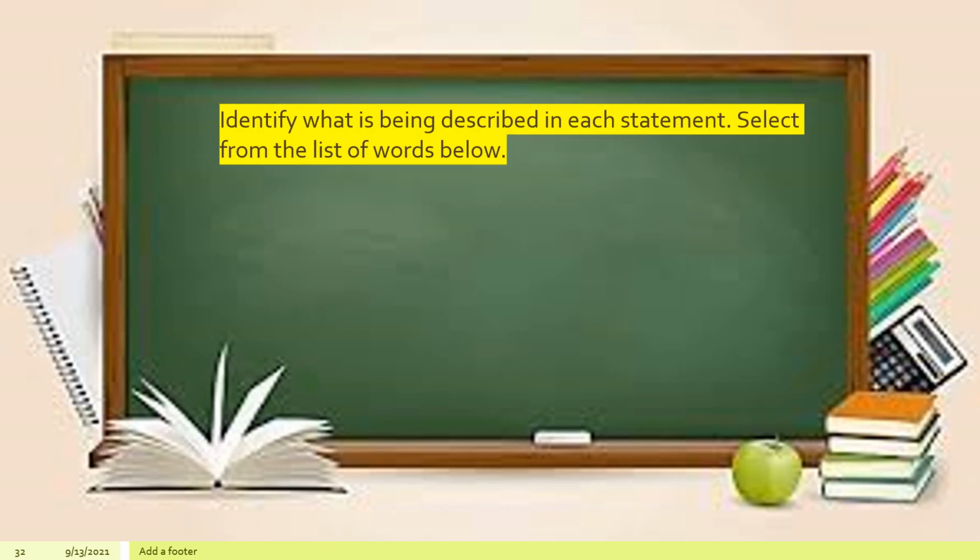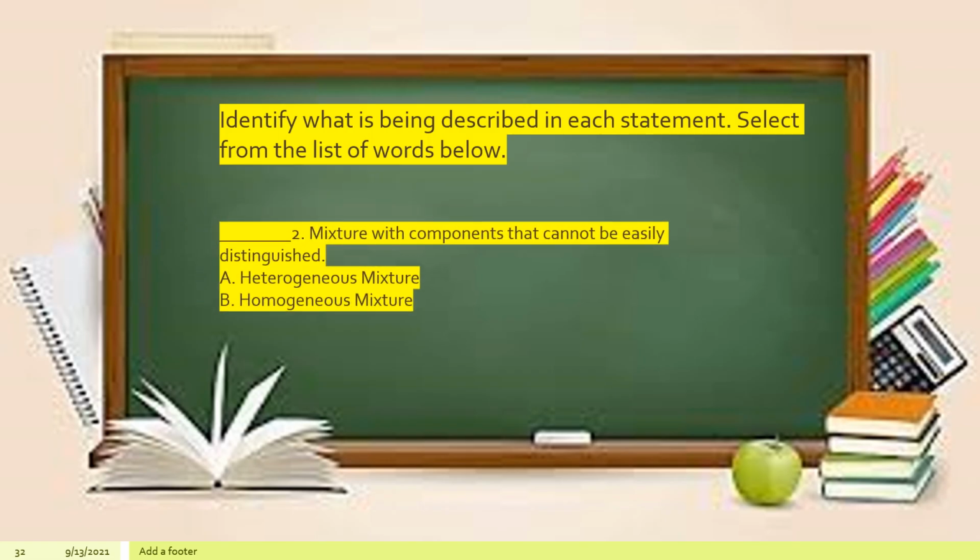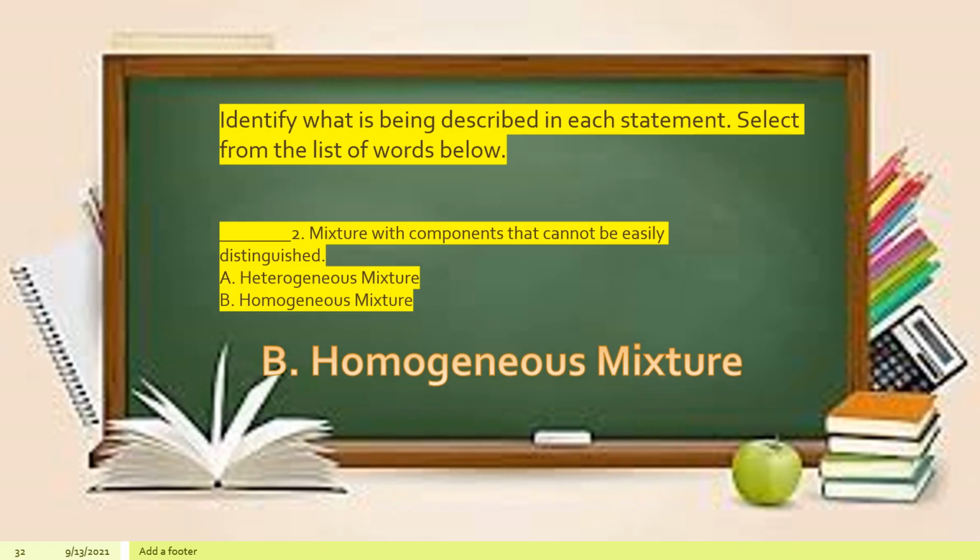Again, number 2, mixture with components that cannot be easily distinguished. Is it heterogeneous mixture or letter B, homogeneous mixture? Good job. This is homogeneous mixture. Take note of the words here, cannot be easily distinguished.